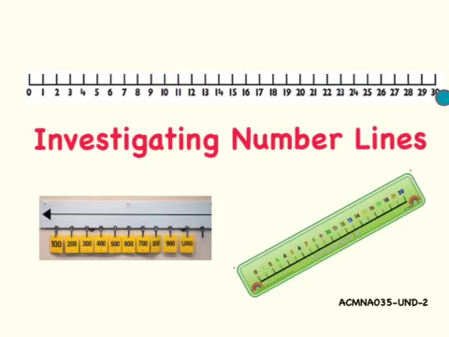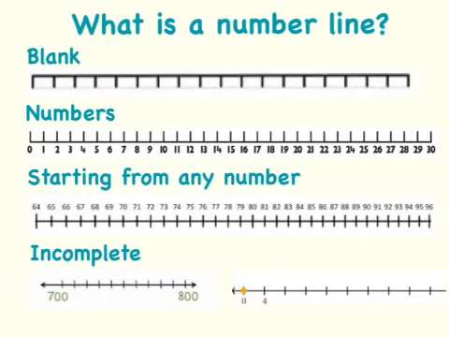Investigating number lines. A number line is a line with numbers on it. They're usually broken up into equal parts. There's all different sorts of number lines. There's a blank number line, where there's lines but no numbers. There's number lines with numbers on them.